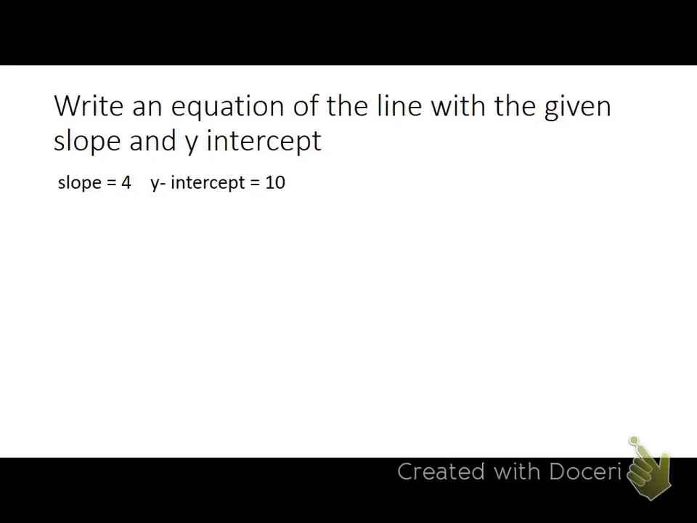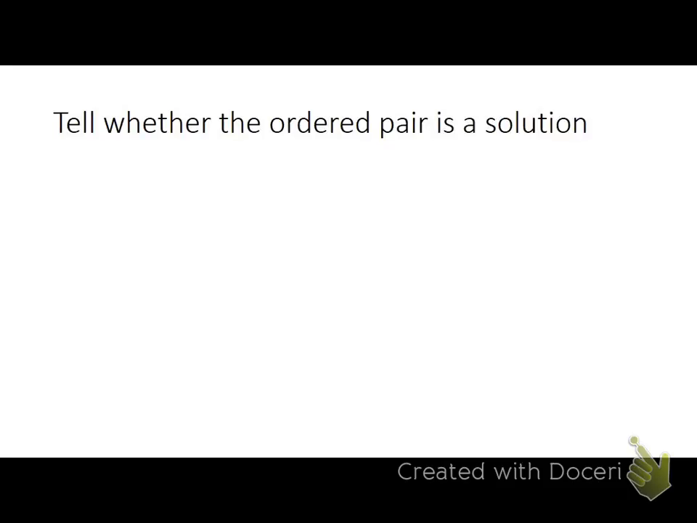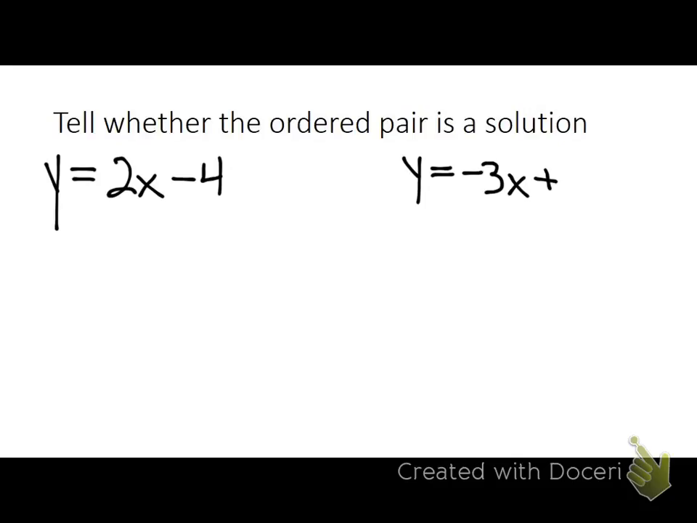Write a linear function, equation of a line, intercept. Okay, so now we are going to tell whether the ordered pair is a solution to the equation. Okay, so here's your two equations. y equals 2x minus 4 and y equals negative 3x plus 1. And you're testing the ordered pair (1, negative 2). Is that ordered pair a solution to this linear system?